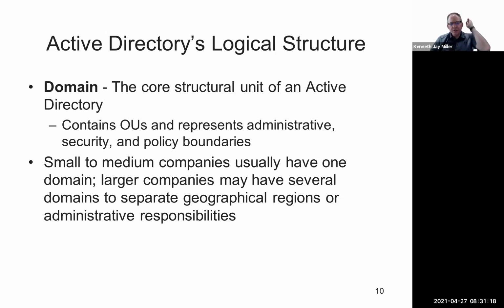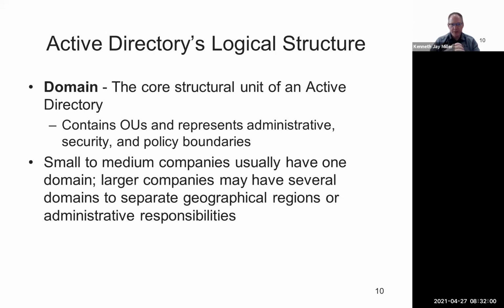Okay. Now the domain is really the core structural unit of Active Directory. And the domain is going to contain OUs and represent the administrative, the security, and the policy boundaries. So where do our users need to get information from? At what level? Well, typically they can get up to the domain, and then they have to be a special user account or a special group member with special permissions to go beyond the domain to the tree and the forest level.